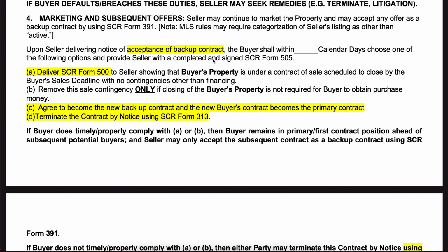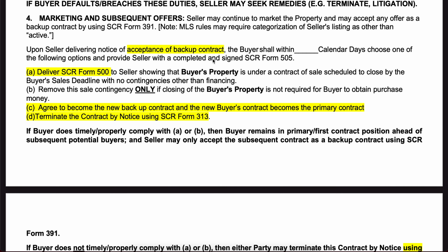So the first change that was made to paragraph 4 is no longer the seller delivering notice of a backup offer. They now actually have to deliver notice that they've accepted a backup contract. By the seller accepting a backup contract, they will now put the buyer on the clock for a few options. Those will be done through 505, but they are listed out here. So essentially, once the seller has accepted a backup contract, the buyer now has 4 options.